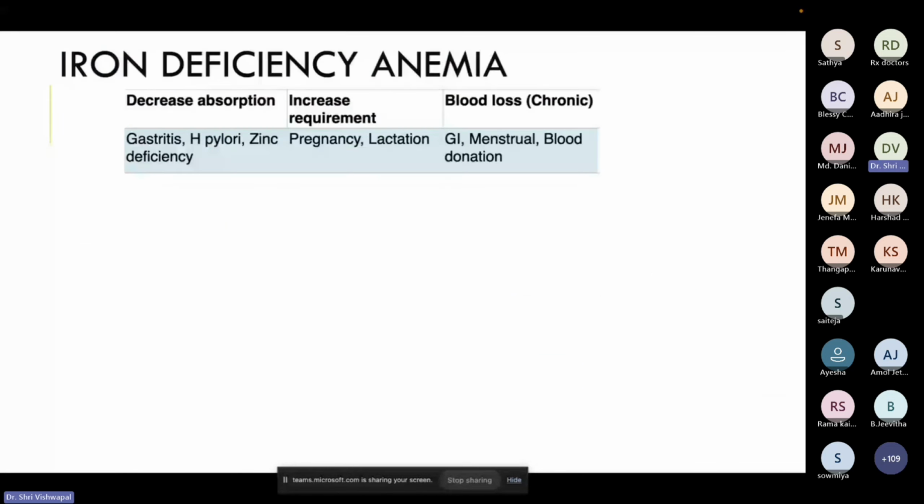So from now, I guess we'll be moving on to diseases, the basic disorders present because of blood cells. The first one is iron deficiency anemia.